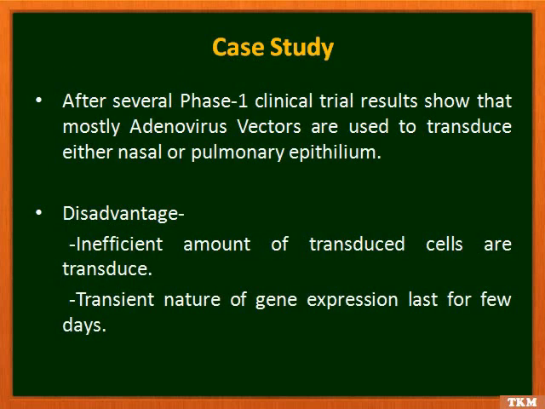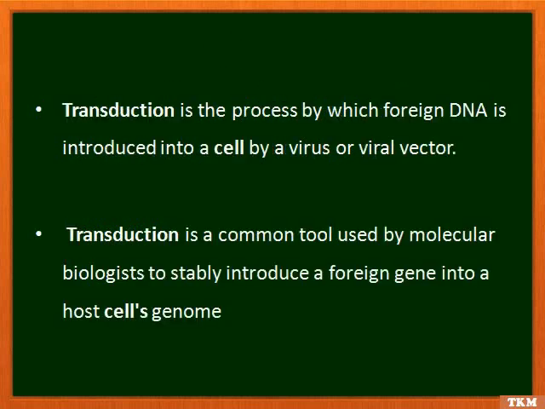Let's take a look at the case study. After several phase 1 clinical trials, results show that mostly adenovirus vectors are used to transduce either nasal or pulmonary epithelium. Disadvantage: an inefficient amount of cells are transduced. The transient nature of gene expression lasts for a few days. Now, what is transduction? It is a process by which foreign DNA is introduced into a cell by means of a vector.